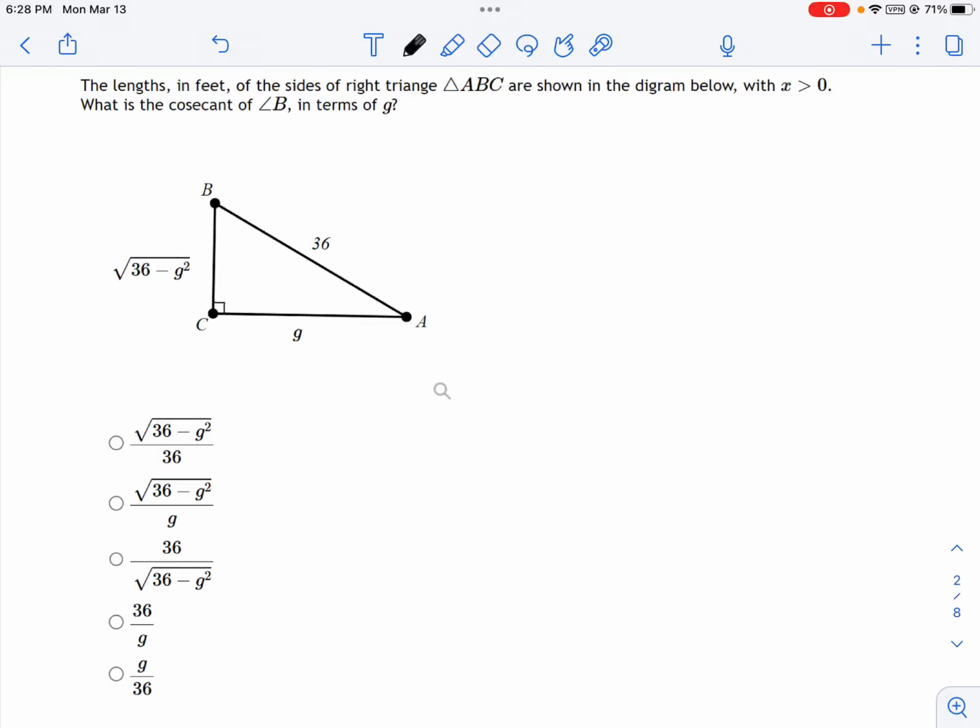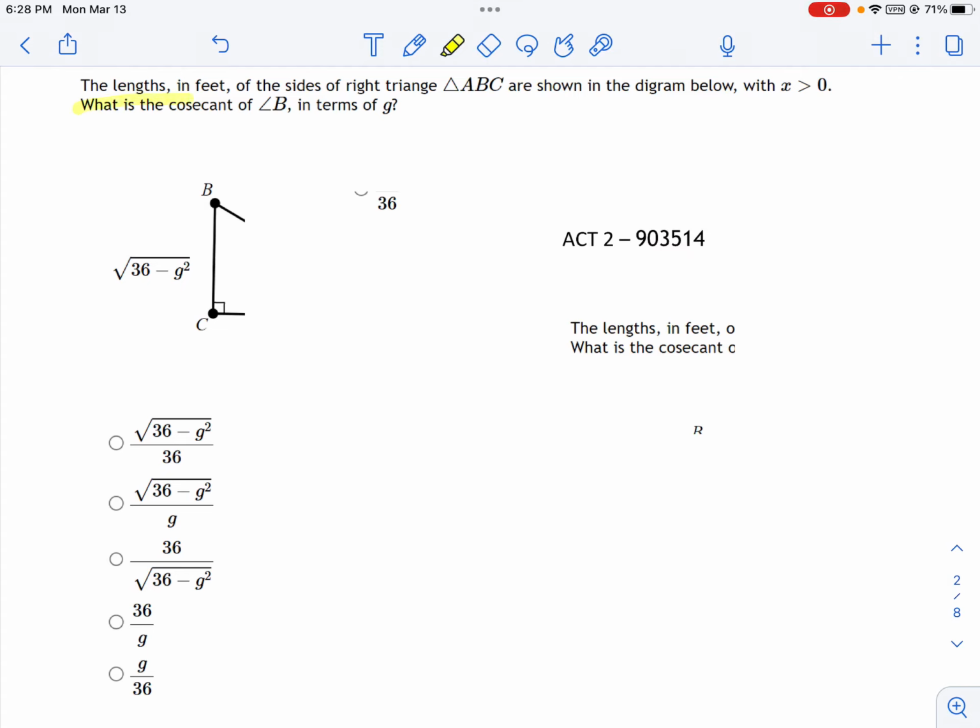Hello and welcome. We're told that the lengths in feet of the sides of the right triangle ABC are shown in the diagram below, with x being a positive number, so x greater than 0. What is the cosecant of angle B in terms of G?